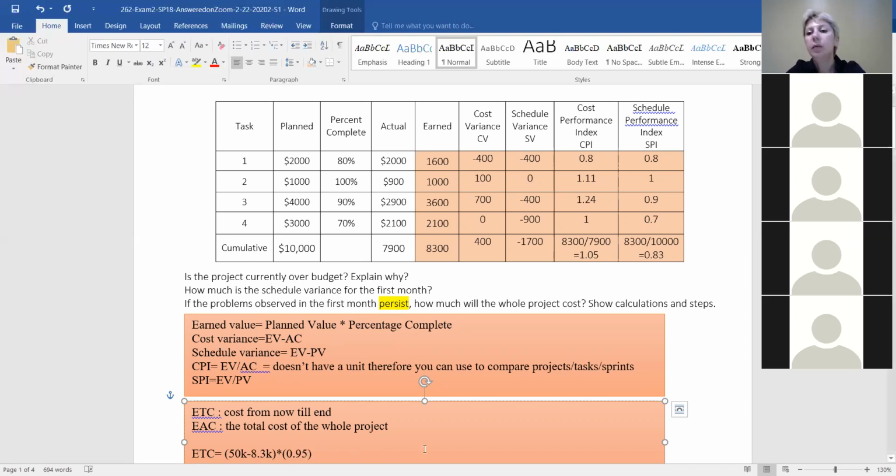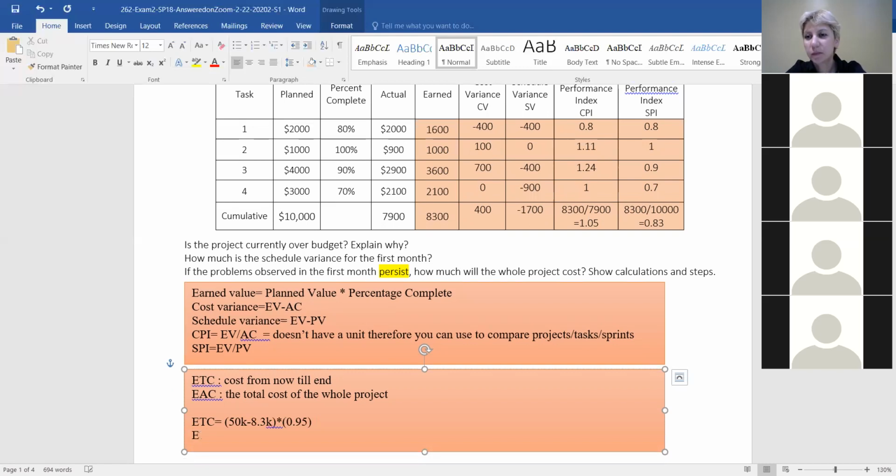So for every dollar worth of work, actually, these are not problems. These are opportunities. So for every dollar of work left, you're going to spend less. That's the number 0.95. And then ETC with EAC. Okay, yes, I see. Go ahead.